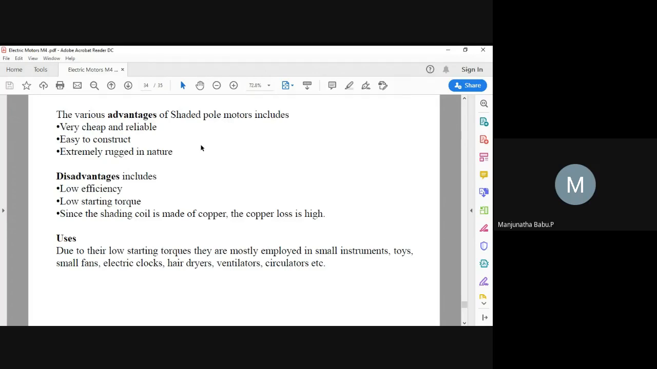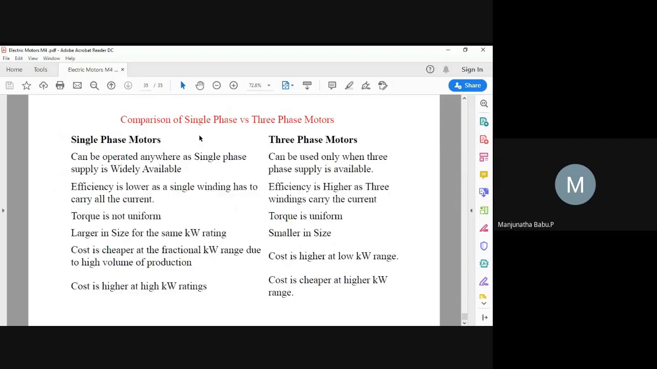From the application point of view, it is used in small fans, electric clocks, hair dryers, ventilators, toys, small instruments, etc. So these are the advantages, disadvantages, and applications of the shaded pole type single phase induction motor. The last topic is the comparison of single phase versus three phase induction motors.